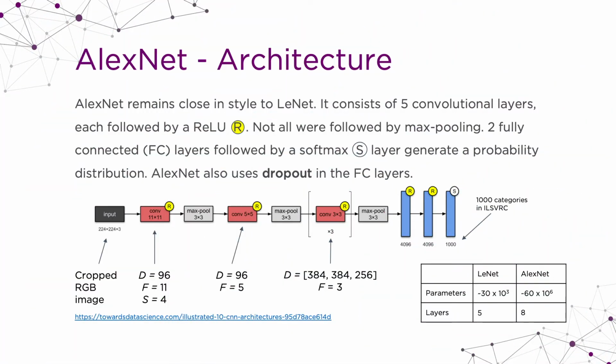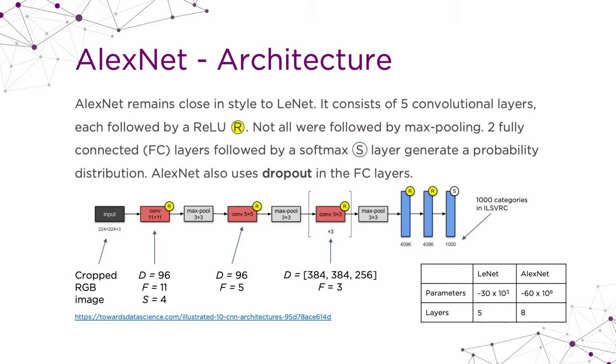So AlexNet, the architecture, was very, very close in style to LeNet. So we saw the original LeNet architecture, and it follows a very similar design pattern. So again, when I was talking about those building blocks, we see these building blocks here again. So we have 5 convolutional layers, and each of them is followed by a nonlinear activation, the ReLU function. They're not all followed by max pooling.